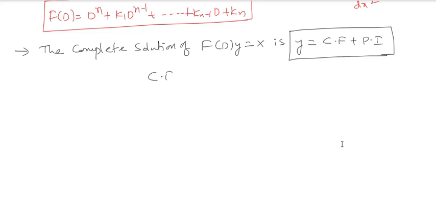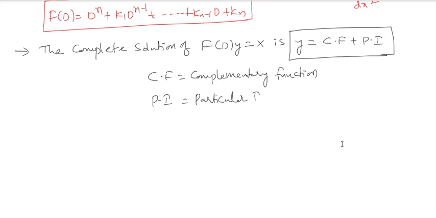CF means complementary function, in simple form I am representing. This is called a complementary function, and PI is particular integral. That's all. Okay, particular integral. Clear with my point? Yeah, this is the complete solution for f of D into y, that is equivalent to X. This is the complete solution. Am I right or not?